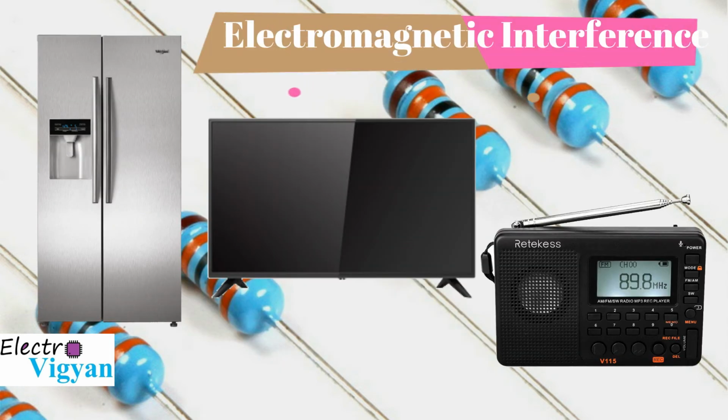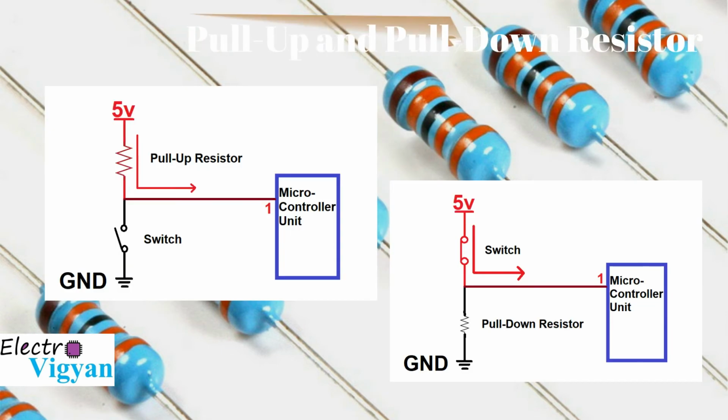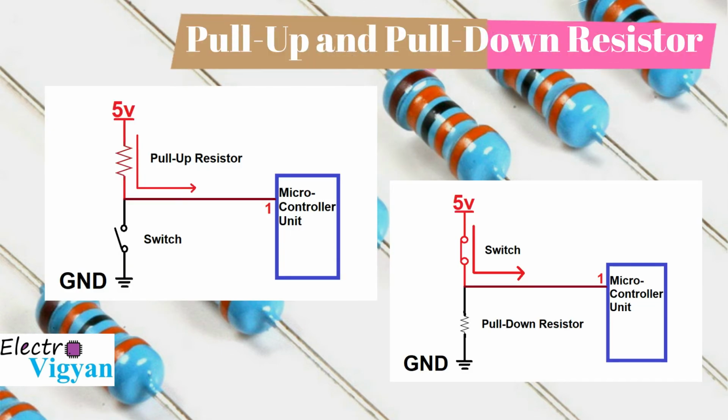We get that intermediate voltage from the surrounding devices. We all know that we are surrounded by many electronic devices like TV, radio, refrigerator. These all devices emit electromagnetic waves, due to which a voltage is induced on the input pin of the microcontroller. So to avoid it, we use either a pull down resistor or a pull up resistor.